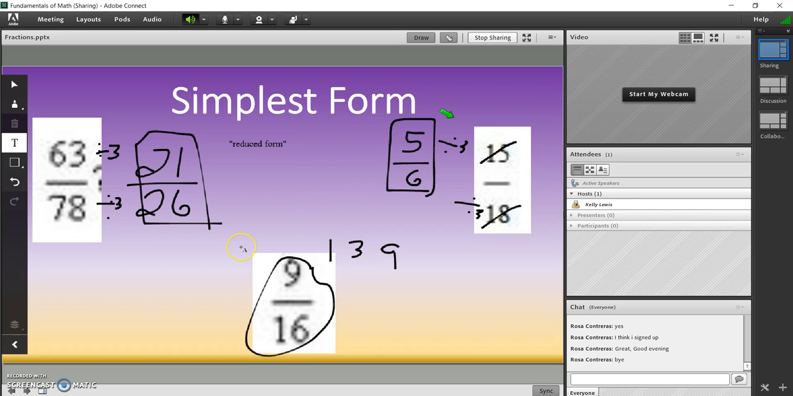It just turned out that we multiplied both of these guys by 3. Okay, for 9 and 16. 9 divided by 3, we can do that, but 16 doesn't divide by 3, so it's not going to work. So 9 over 16 is reduced.